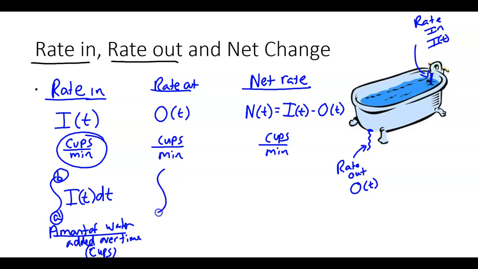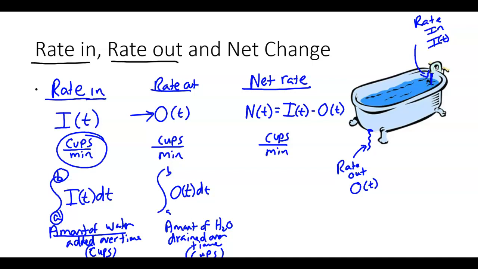Okay, and what would this tell us then? What would the integral of O tell us? Well, that would tell us the amount of water that's been drained from the tub. And that would also be in cups. If this is the rate of change at which the water is leaving the tub, the integral of that will tell you how much water has left the tub over that time period from A to B.